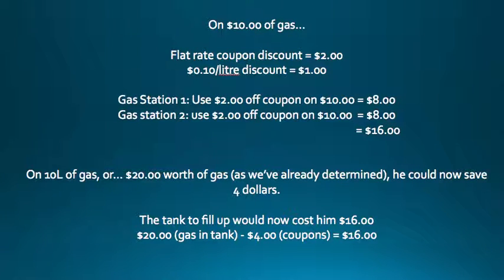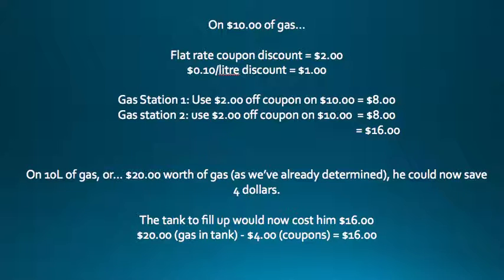However, Lexi and Heather made a good point. We never said that he couldn't use the same coupon twice. Tom is sneaky. He could have printed 2 coupons off the internet to use at different times. If he used the coupons at different gas stations, once in Barrie and once in Collingwood, on $10 of gas, the flat rate coupon discount would be $2, and the 10 cents per liter discount would be $1.